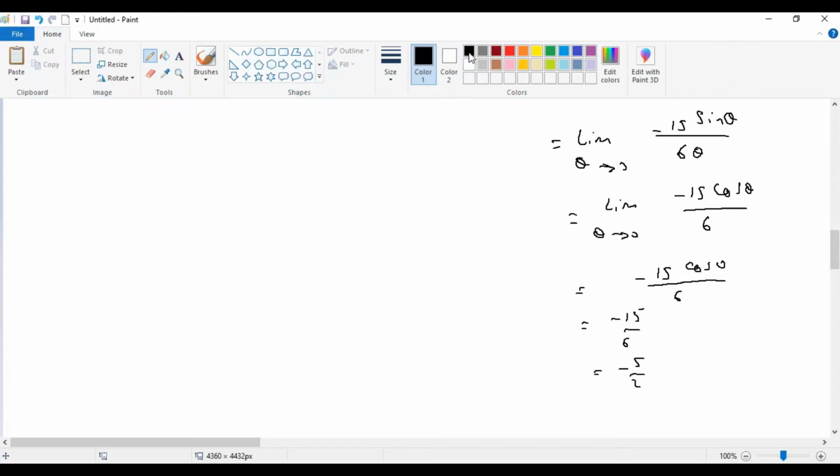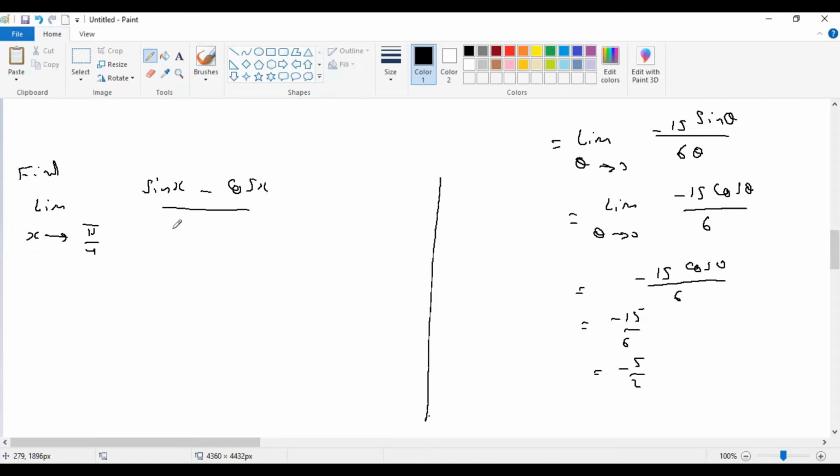Another example I wrote here. To find the limit as x approaches pi over 4 of sine x, which is 1 over radical 2, minus cosine x, over x minus pi over 4. Sine and cosine at pi over 4 are the same, and pi over 4 minus pi over 4 is 0. So still we have 0 over 0.